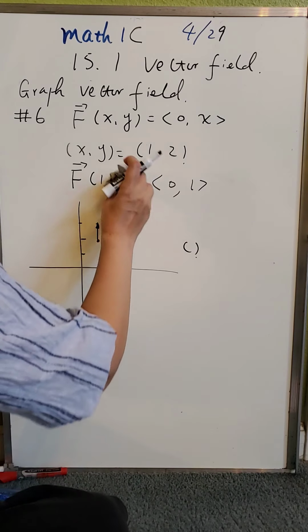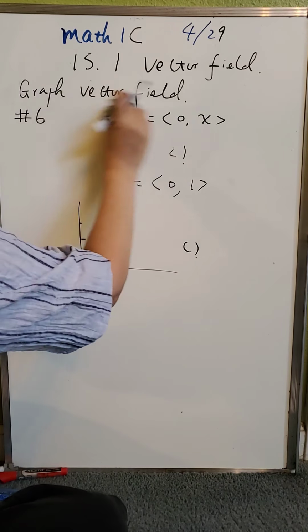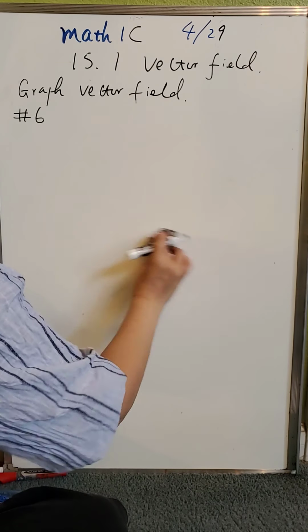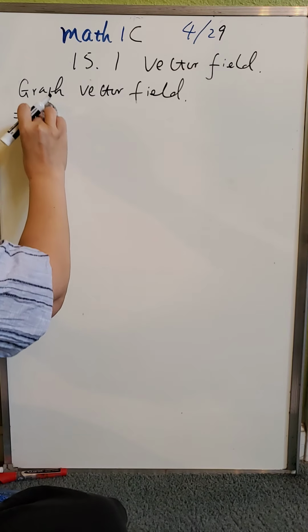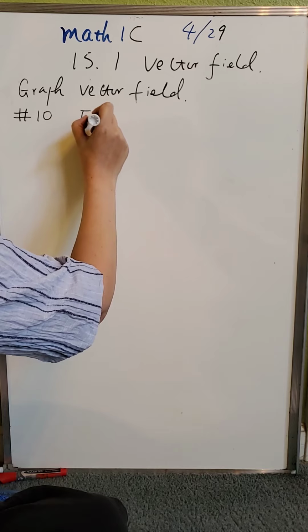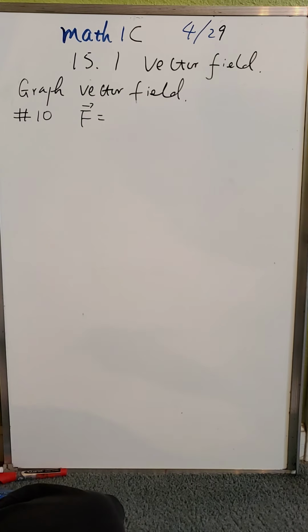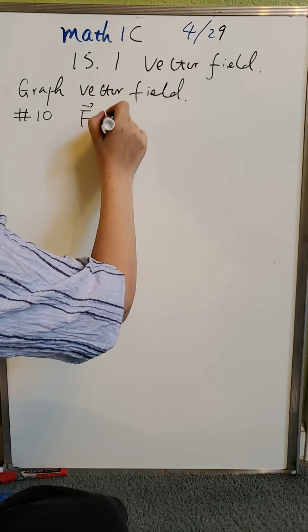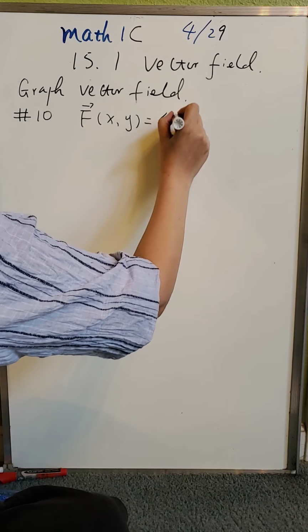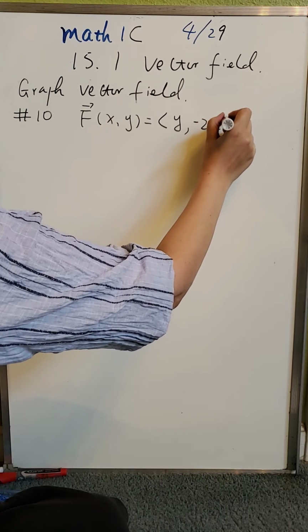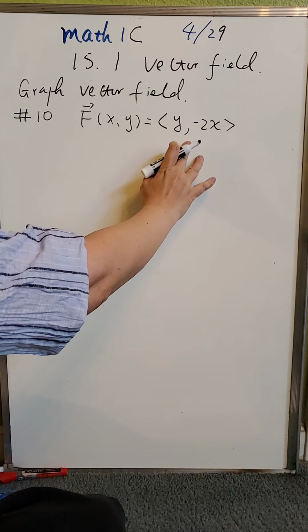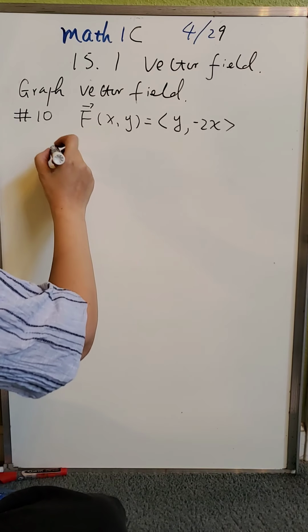The next problem is one where I don't give you the graph, okay? You need to graph it from scratch. So not matching, but graphing from scratch. This is number 10. You're given f of x, y equal to y, negative 2x. So first you need to find the length of that.